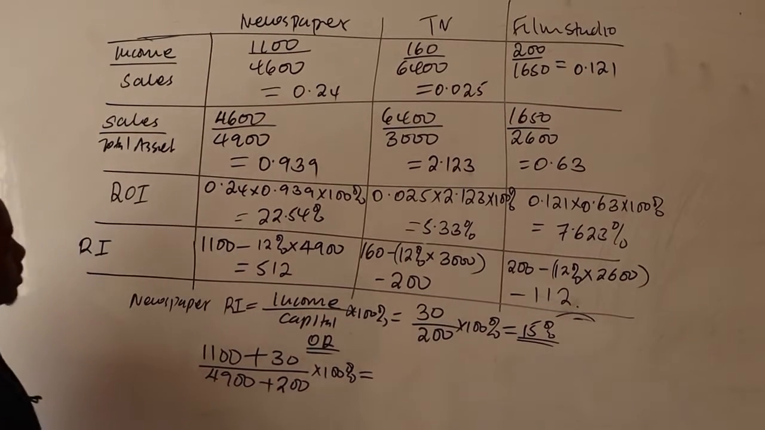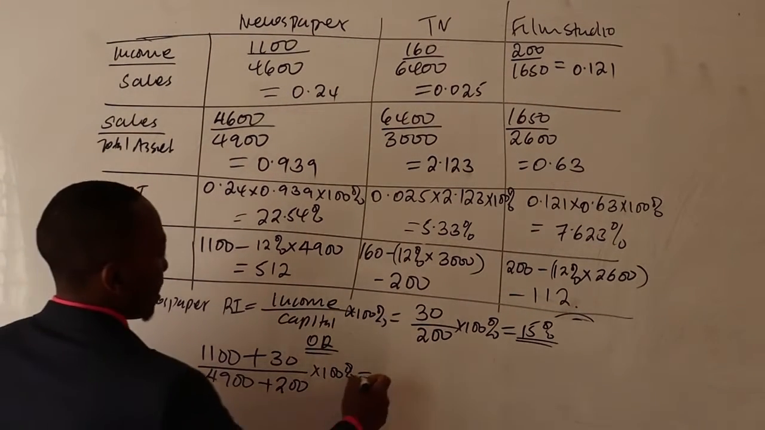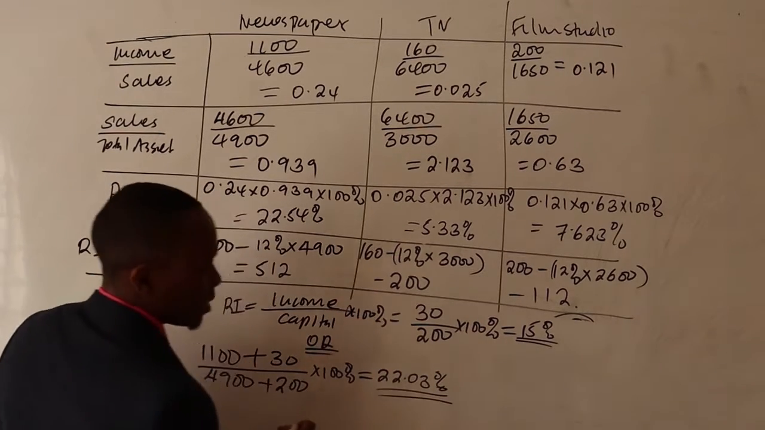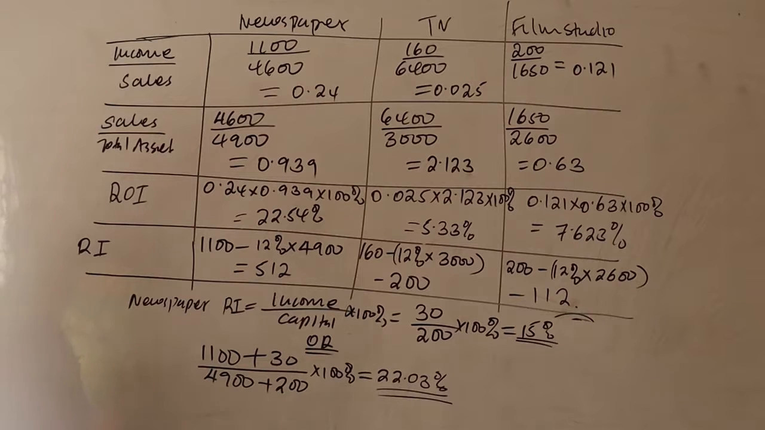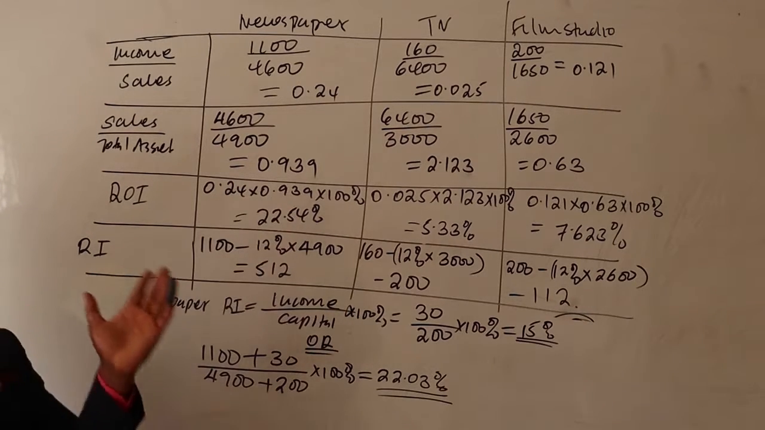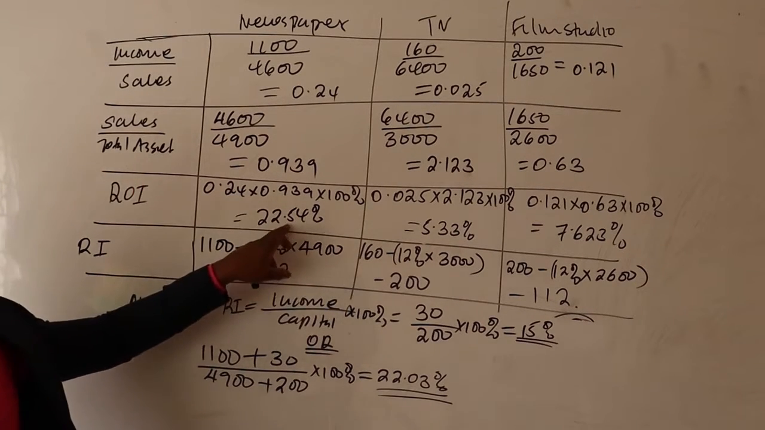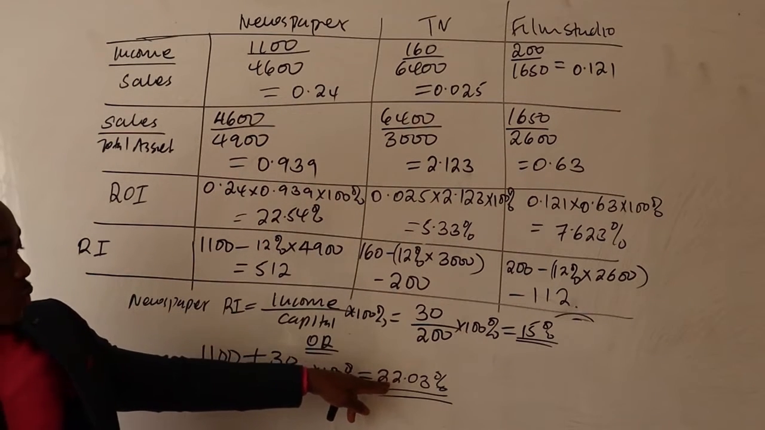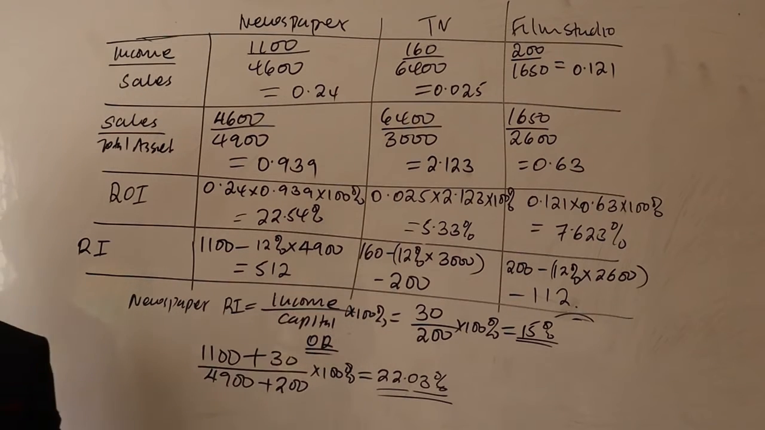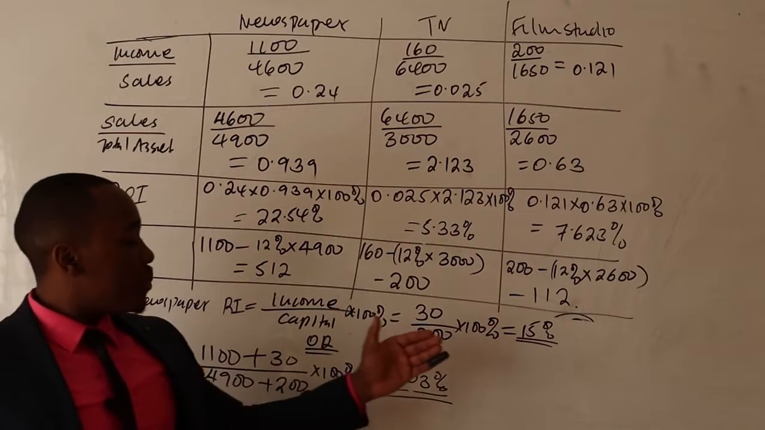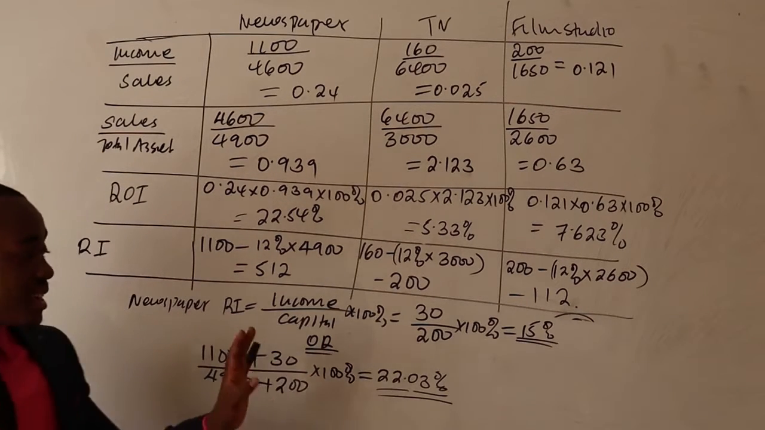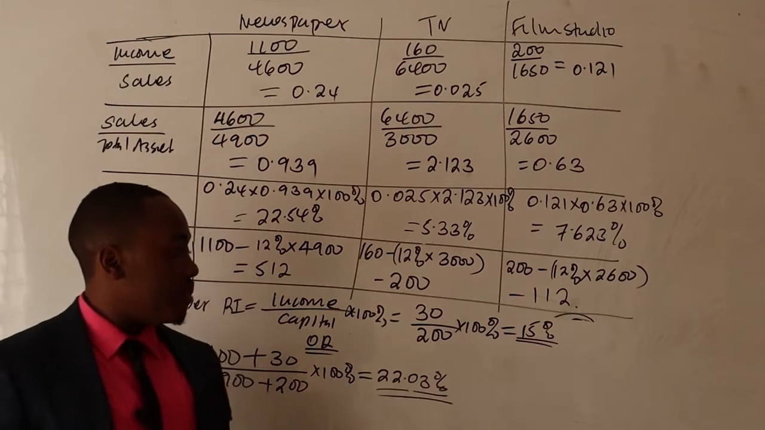How much will you get? With that, you'll get 22.03%. So if you combine the two, the existing was 22.54, but if we incorporate the new project, what has happened? It is 22.03. Has it increased or has it gone down? It has gone down. So that means the new investment proposal is not viable when using the return on investment.